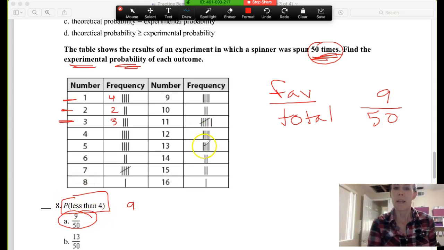All right, guys, that's how you would do this practice benchmark. You have a really short benchmark, so get that done. Remember, probability is favorable out of the total, all right? And then count up what your favorable is.